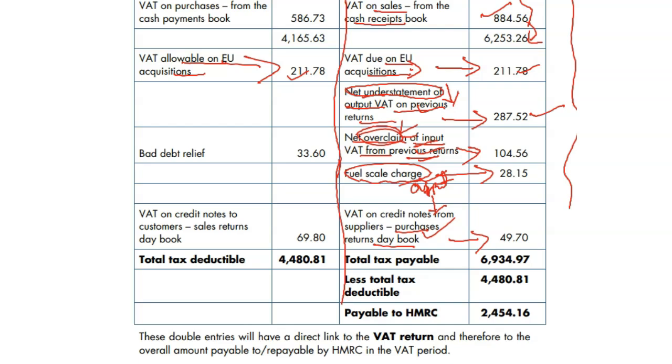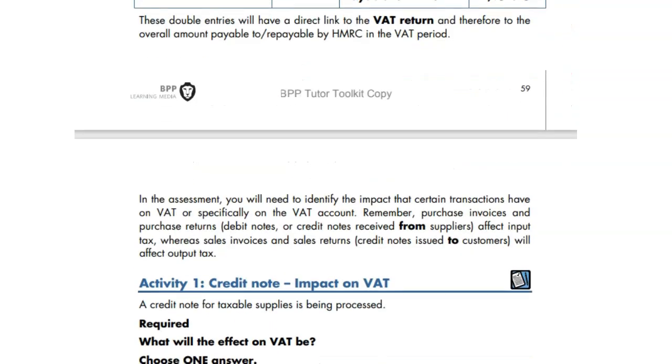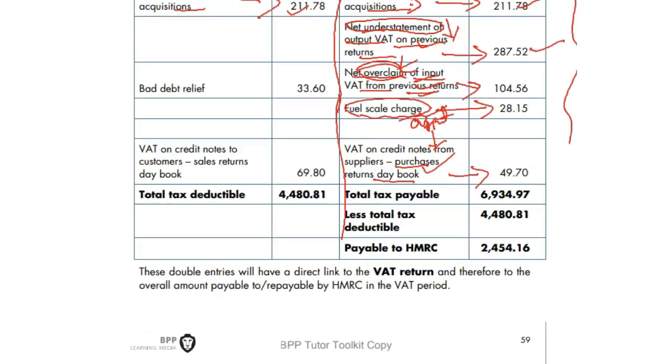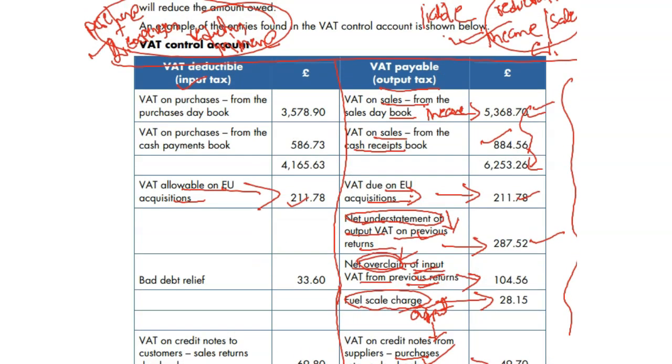Normally, you know, purchase return will be deducted from the purchases. Let me show you. They must have told you somewhere here. Yeah, we'll come back to this particular paragraph later on. So all the total tax payable is 6934.97. Let's check out how much VAT you can reclaim on the debit side.